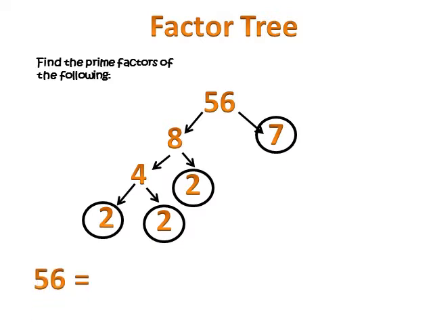This is the summary of 56, which equals 1. Again, let's always start with 1 times all the numbers that you have encircled. So there are three number 2's and one 7. These are the prime factors of 56.